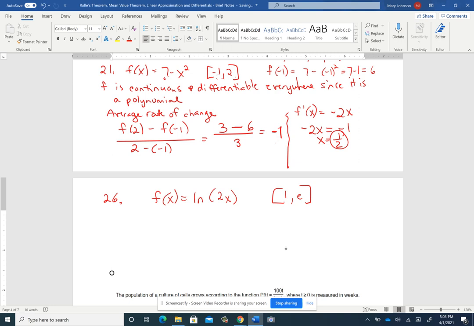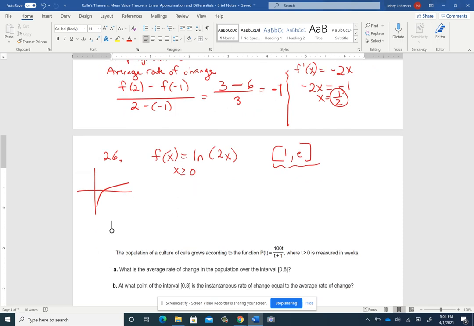All right, so first, the log function looks like this. Nice and smooth, and it's continuous everywhere on its domain. Its domain would be that 2x would have to be bigger than 0, which means x would have to be bigger than 0. So that's the domain here. Well, the interval of interest is further to the right than that, right? It's from 1 to e. So we're good. f is continuous on that, and it's nice and smooth and differentiable on that. So that means we can apply the mean value theorem.